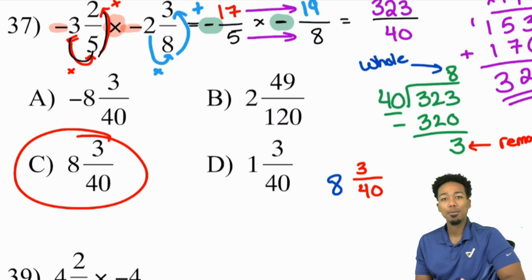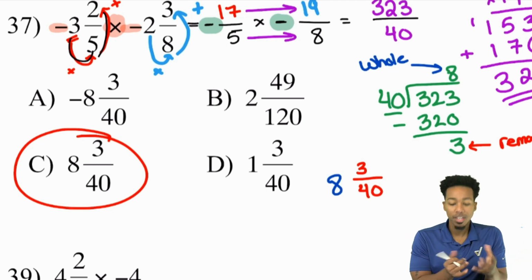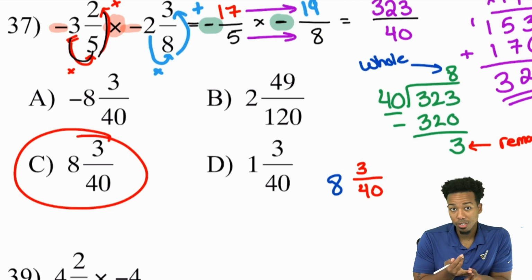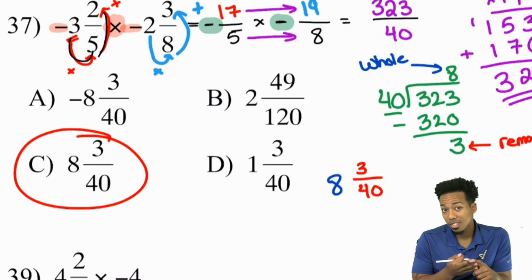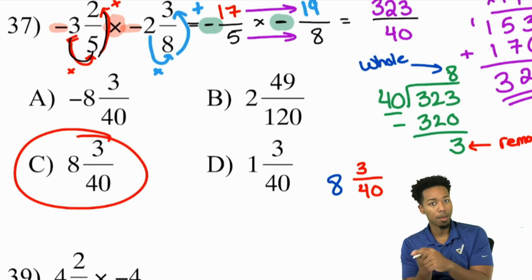And so again, my party people, this one looked tough, but it's just a bunch of smaller steps put together. Multiplying with negatives. You have mixed numbers to improper fractions. You have multiplying fractions. Simplifying if you could. We didn't see that here, but if you could, we would simplify. And then we had to turn it back from an improper to a mixed.